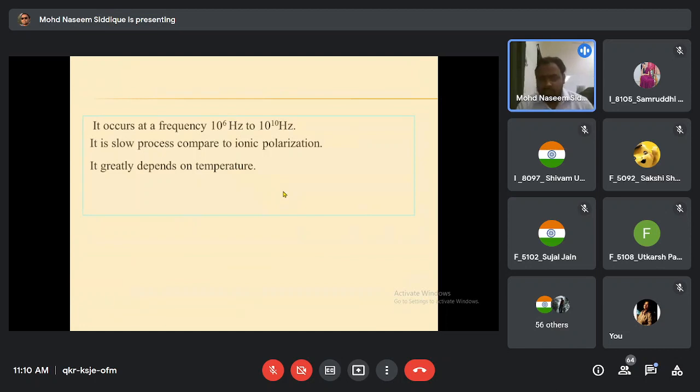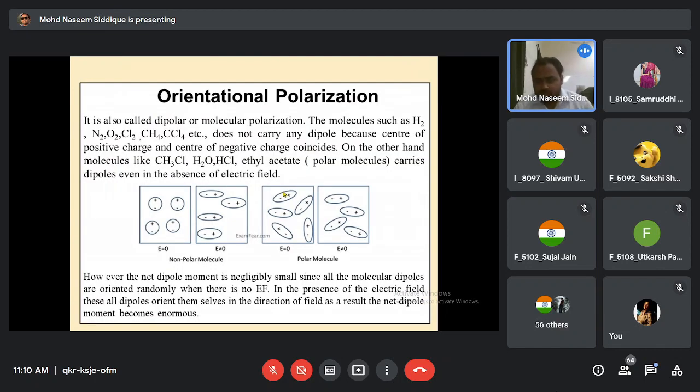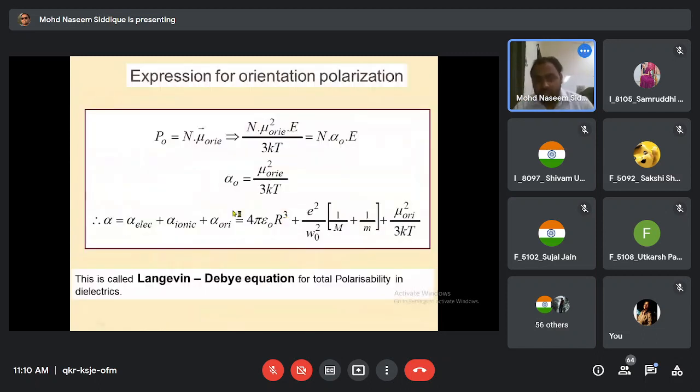Actually, after applying some temperature to the system, we get some extra energy, using the thermal relation E equal to KT. That makes the dipole moments randomly oriented, hence decreasing the value of the orientational polarizability.